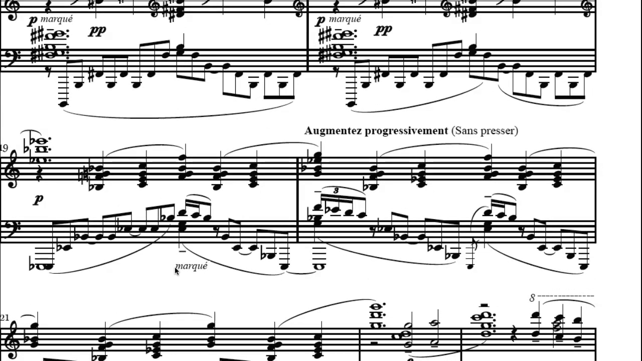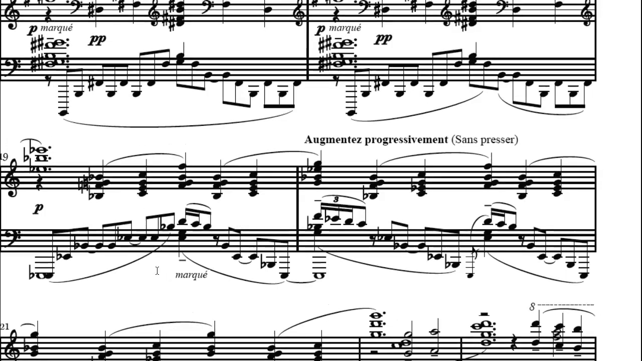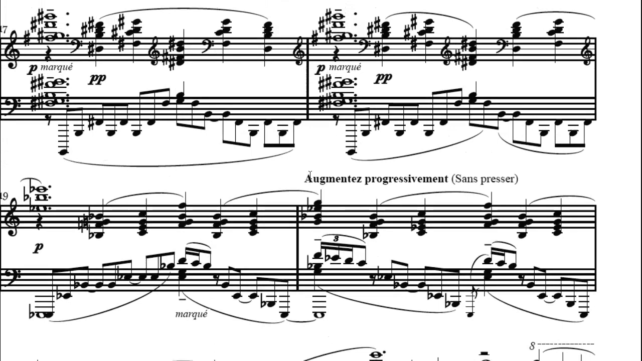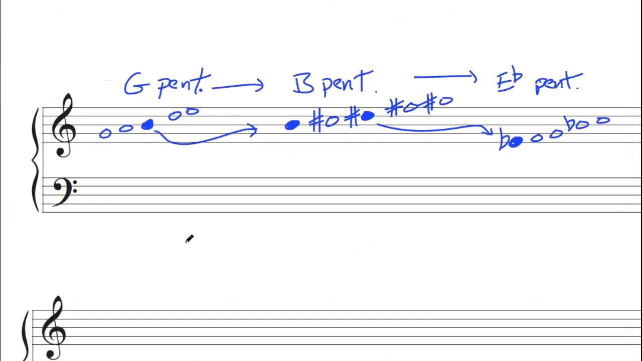So did you hear that shift? A similar thing happens in measure 19. He goes into E flat pentatonic. There is one note in common between B pentatonic and E flat pentatonic, and that is the D sharp or E flat. I think this might illustrate better what I'm trying to convey here.